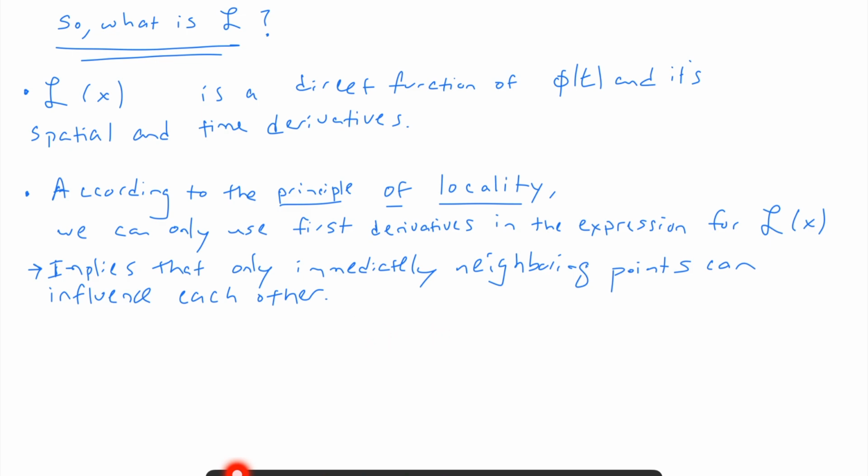To come up with second derivatives, you have to start looking at the second point in space, the second nearest neighbor, not the nearest neighbor. And that would actually violate the principle of locality if we started using second derivatives.